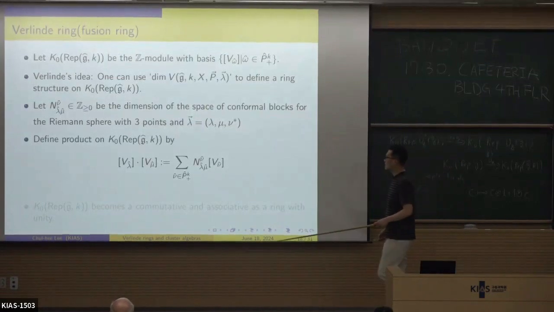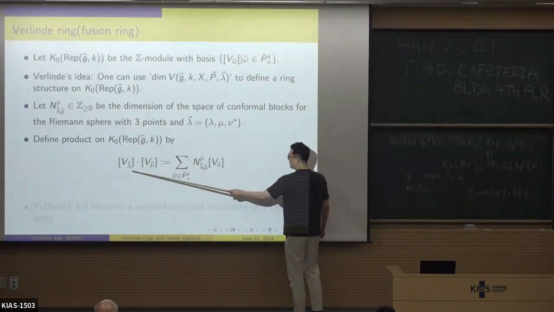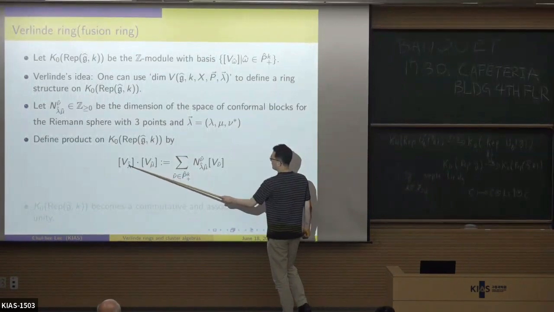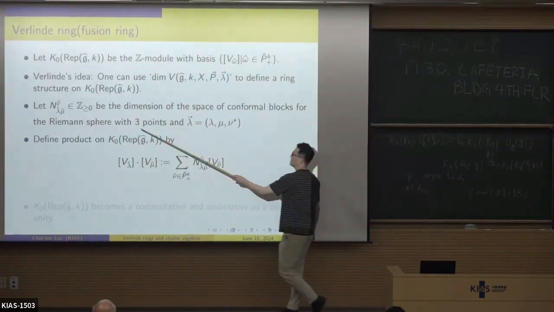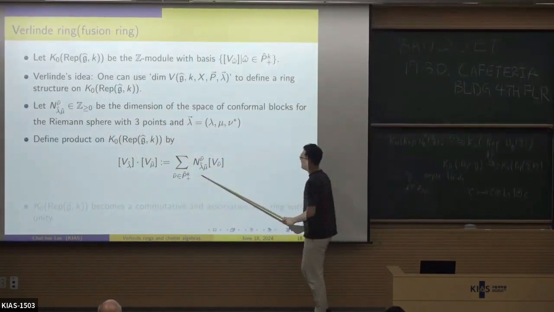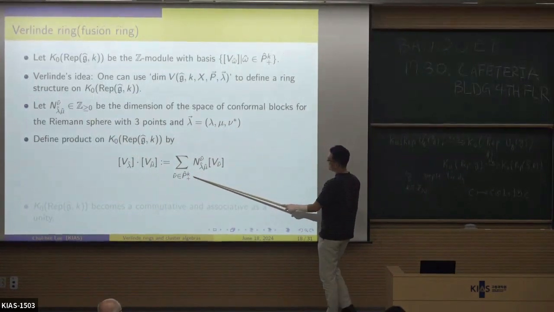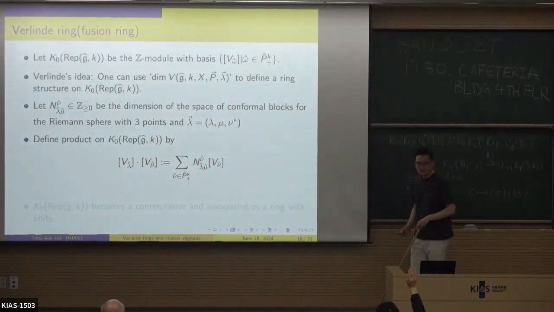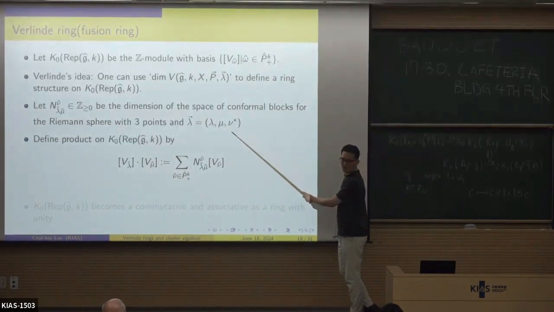Then what happens is, for the basis elements of K0 of Rep G hat K, so these are irreducible representations of level K of G hat, we can take a product using these integers. Because this is defined as a dimension of a certain space, these are automatically non-negative integer structure coefficients. But yes, this denotes the dual, the dual of a representation. So yes.